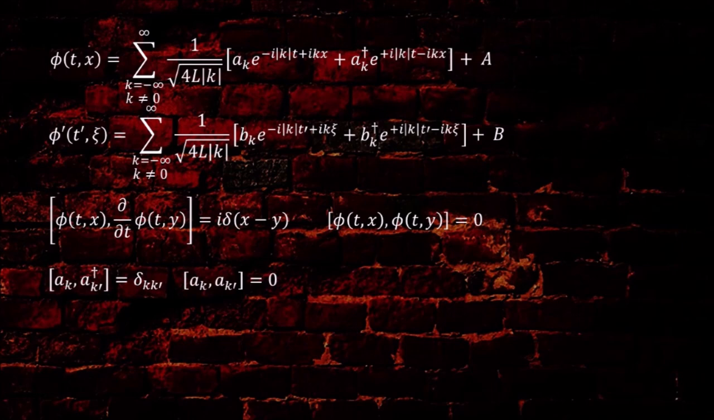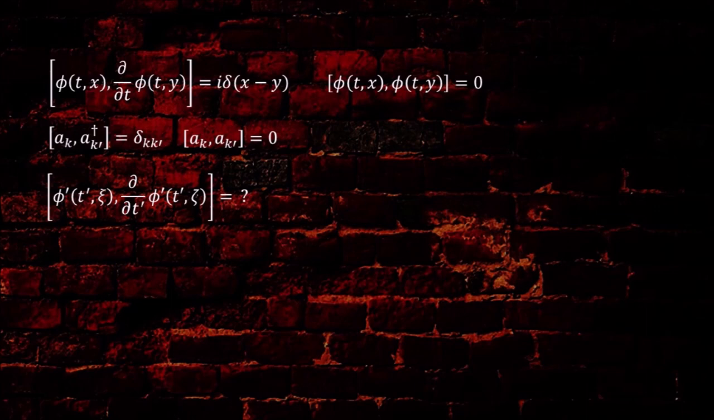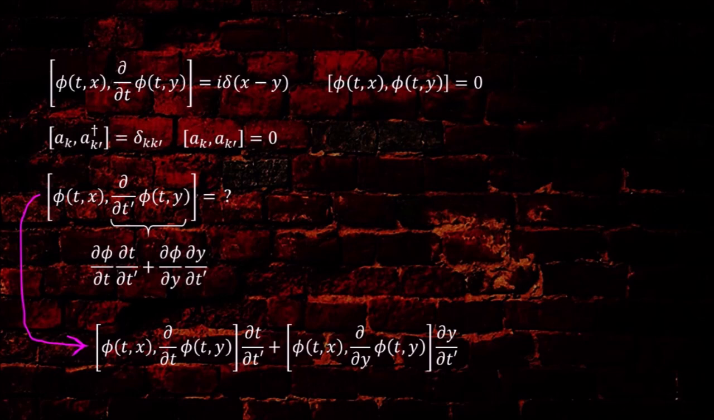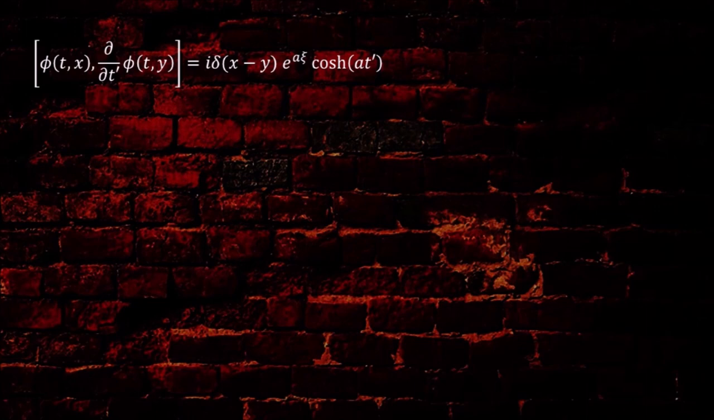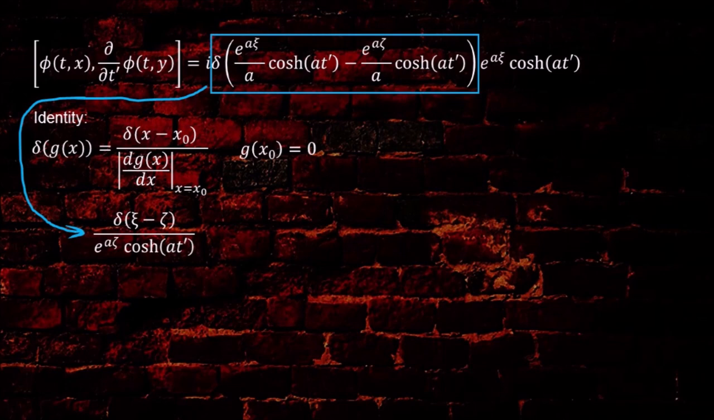What would the commutation relation be for the Rindler observers? Since the field is a scalar, we can replace phi prime with phi. Then, using the chain rule for this term, we get... the second term is zero. And, recalling the coordinate transformations between the two frames, we obtain this. Expressing x and y in terms of chi, zeta, and t prime, and using this delta function relation, leads to this result.